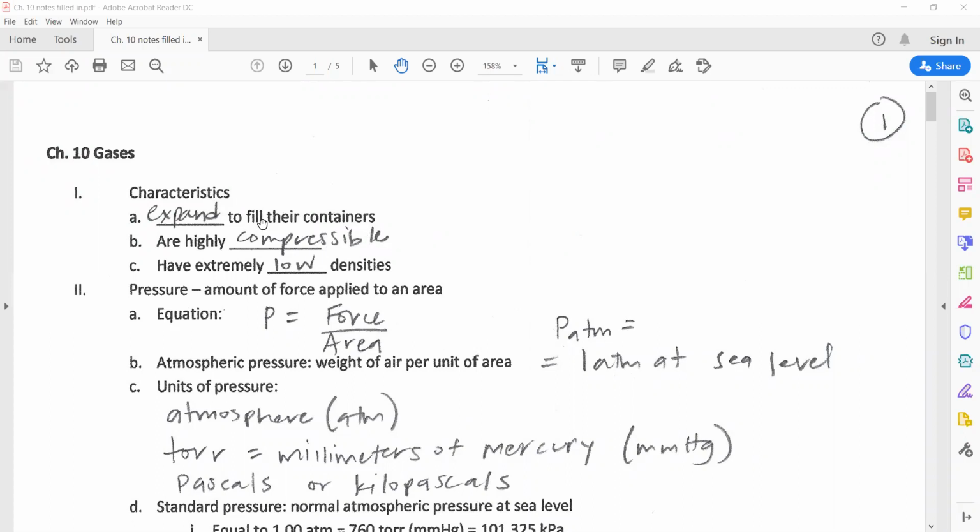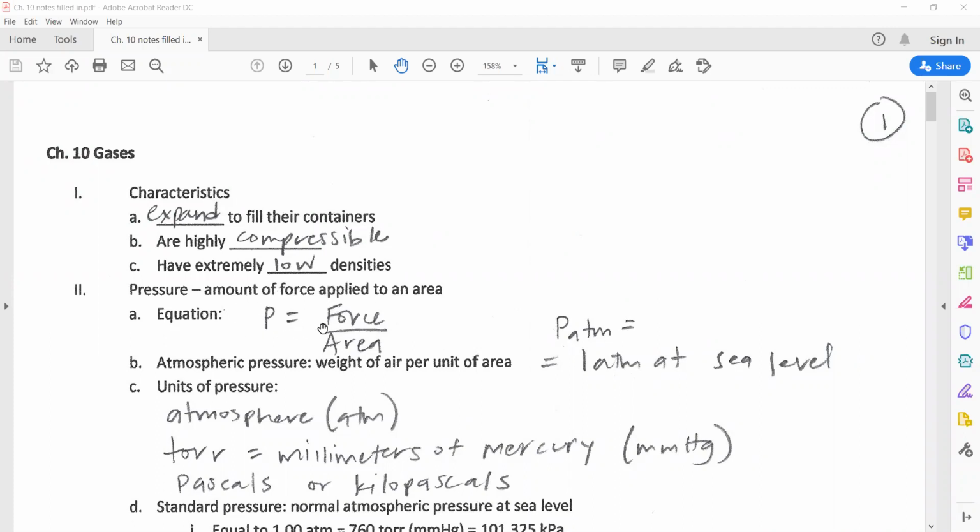It also makes it very compressible because there's a lot of space between the molecules, so you can squish them down when you apply pressure so that the molecules can become closer. They also have extremely low densities. That means that there's very little mass in a set volume. So the molecules are spread out, therefore the mass is spread out. So very low densities.